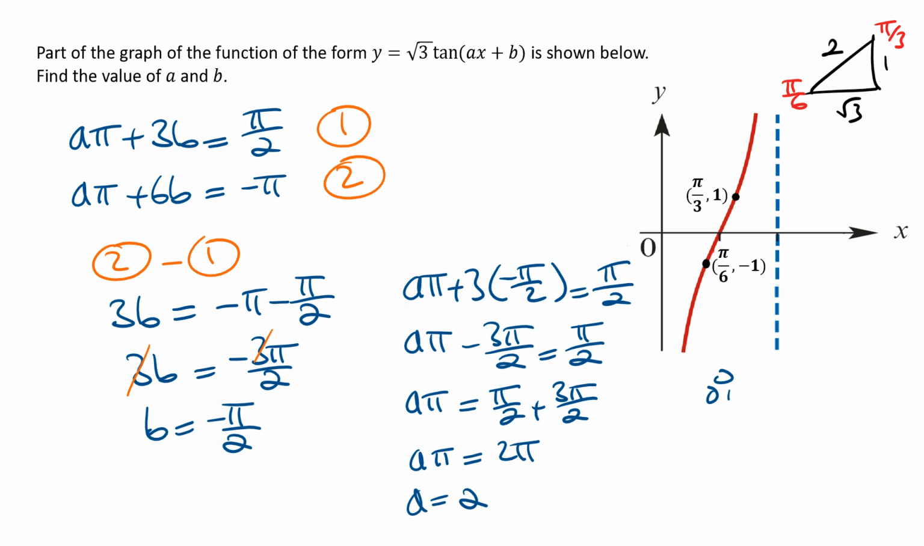And so therefore, the rule of the function is going to be y is equal to root 3 times the tan of (2x minus pi on 2). And that's it for this question.